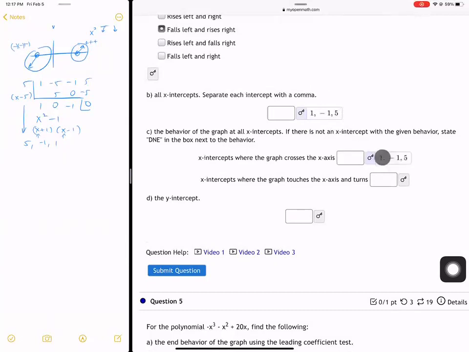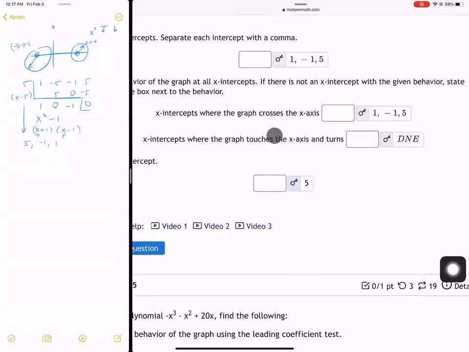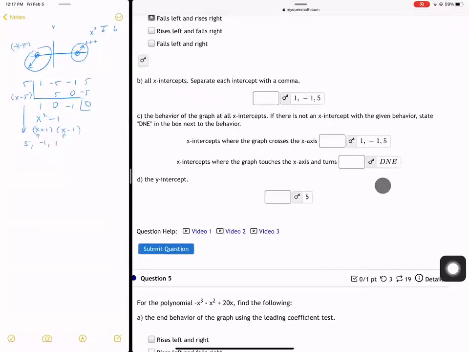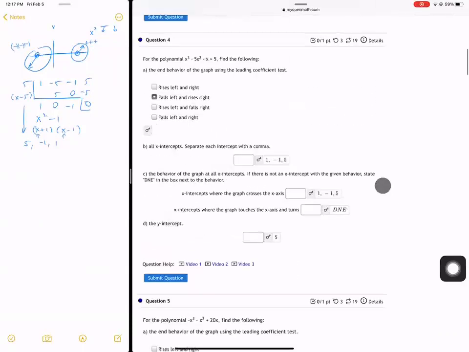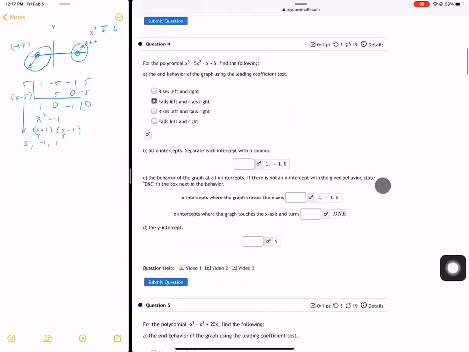That means they all cross. Do any of these bounce? It only bounces with an even multiplicity. None of them bounce, so you write DNE. And the y-intercept, remember, we plug in 0. If we plug in 0, the answer is going to be 5 anyways. Okay, so you're going to be answering these questions using all the skills we've been working on already.